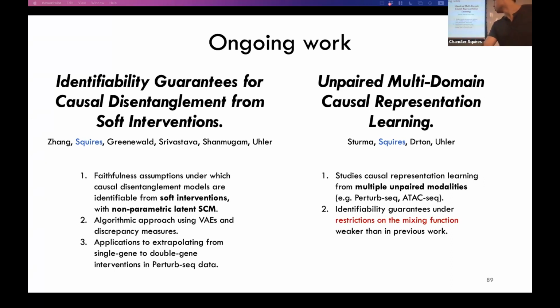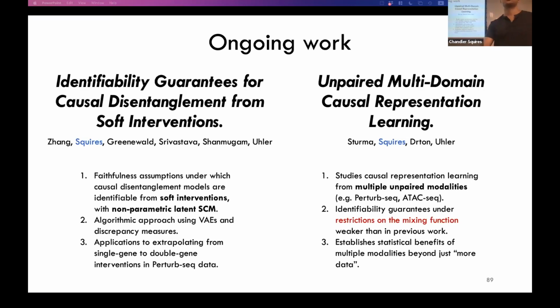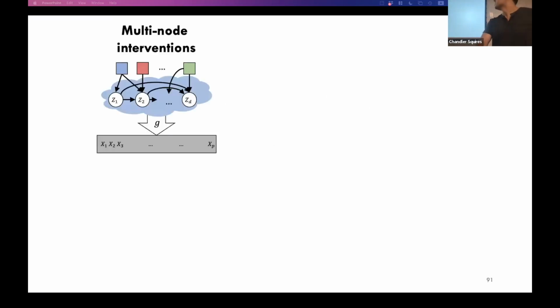And in that work, we're using this restriction approach, where we place some restrictions on the mixing function, a little bit weaker than found in previous works, taking advantage of these multiple modalities. We establish some statistical benefits of these multiple modalities beyond the fact that there's just more data, but a real extra benefit from having multiple modalities. So I'll end with some open questions that are on my mind.